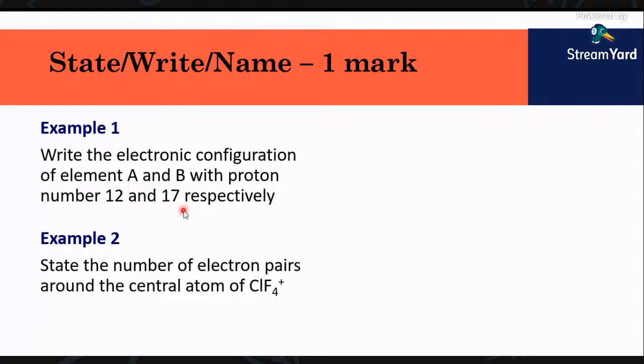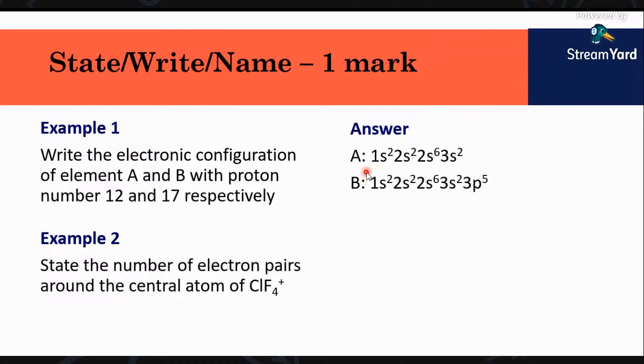So, to write an electronic configuration of element A and B with proton number 12 and 17 respectively, how are you going to write your answers in your exam sheet? Make sure to label: A has an electronic configuration of such, and B has an electronic configuration of such. Do not just write out answers. Make sure you note A has such and B has such. The same goes for the second question.